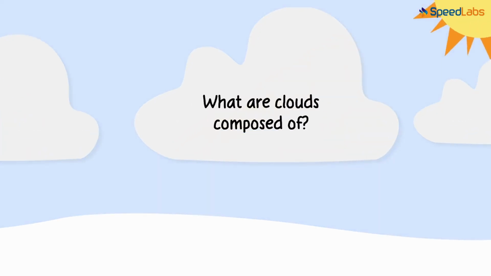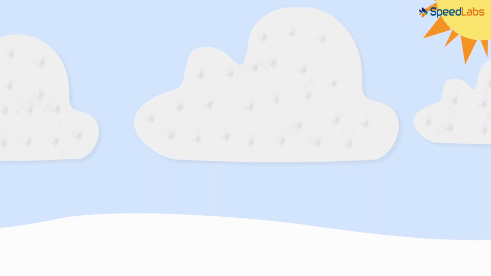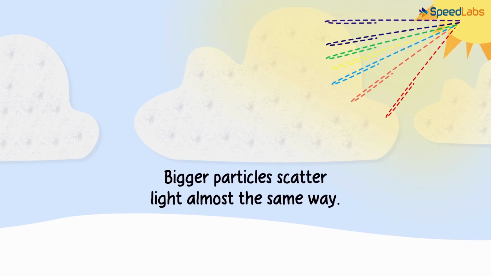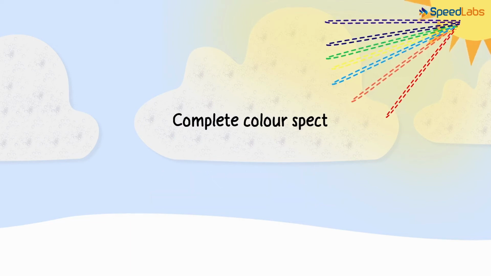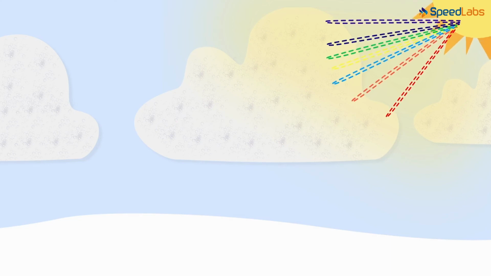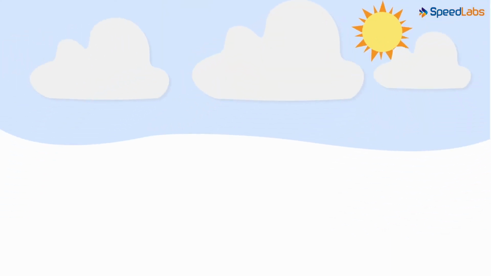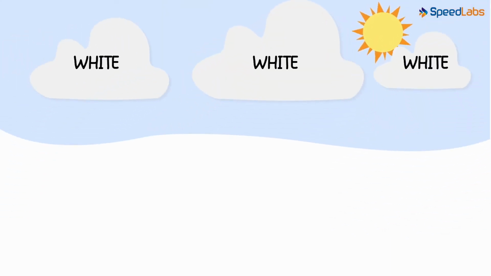Now, what are clouds composed of? They are made up of tiny water droplets which are much bigger than air molecules. The sunlight gets scattered here as well, but the bigger particles scatter light almost the same way for each color of the spectrum. That's why we receive the complete color spectrum when we look at the clouds. And the complete color spectrum is nothing but white. Thus, clouds appear white in color.